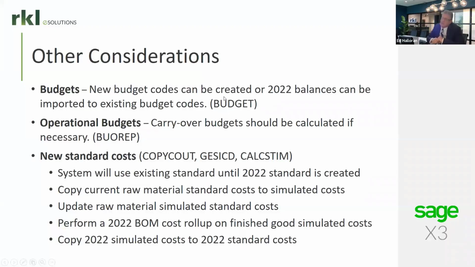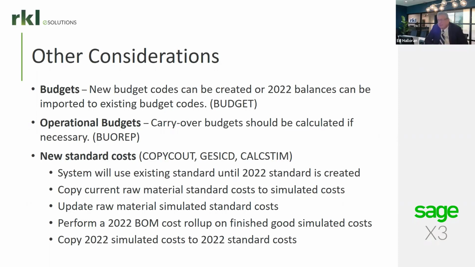Other considerations, budgets. So new budget codes can be created, or 2022 balances can be imported to the existing budget codes that you have in your system, because there'll be no data in the 2022 fields. So you can just continue using the same budget code, or you can create new ones. That way you won't have to update SEI or other reports to new budget codes. You can just report on the existing budget codes.